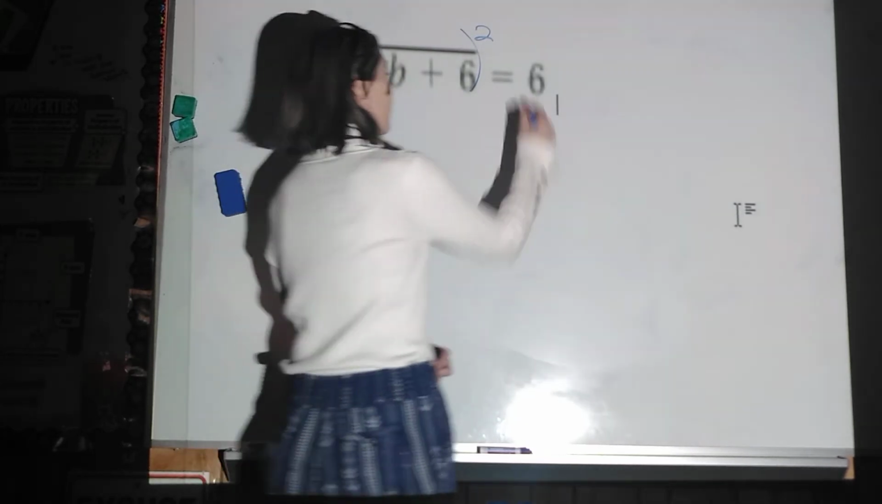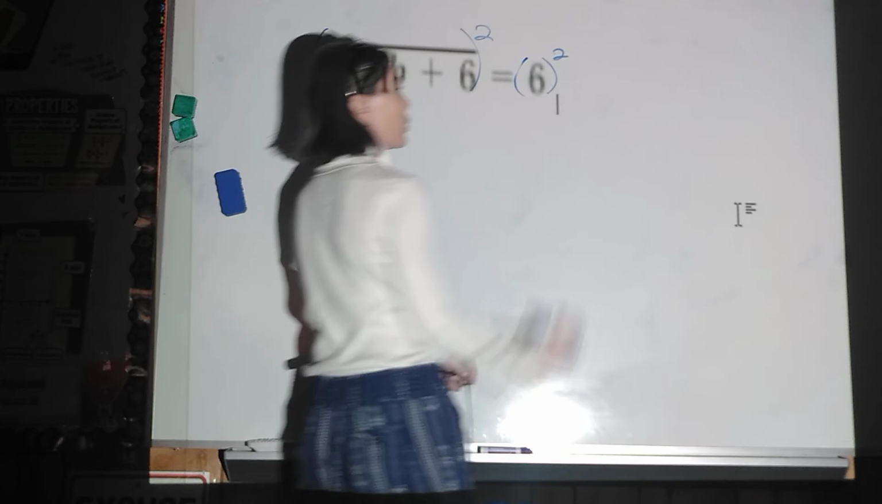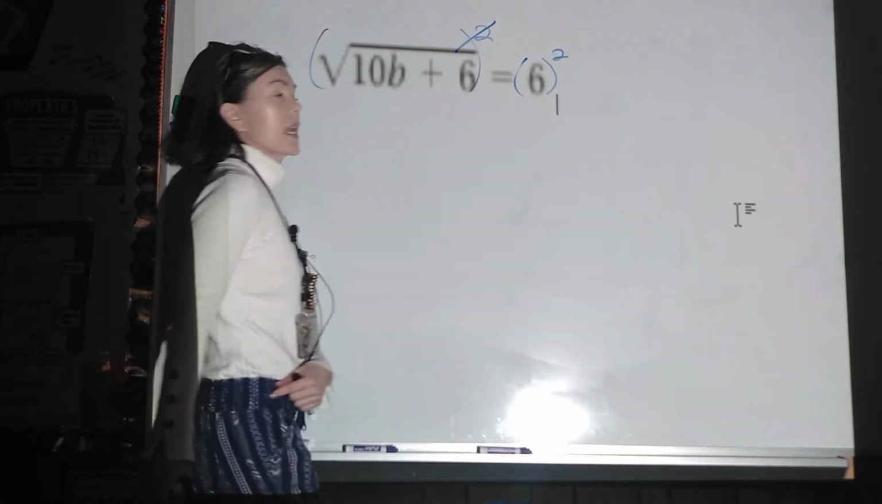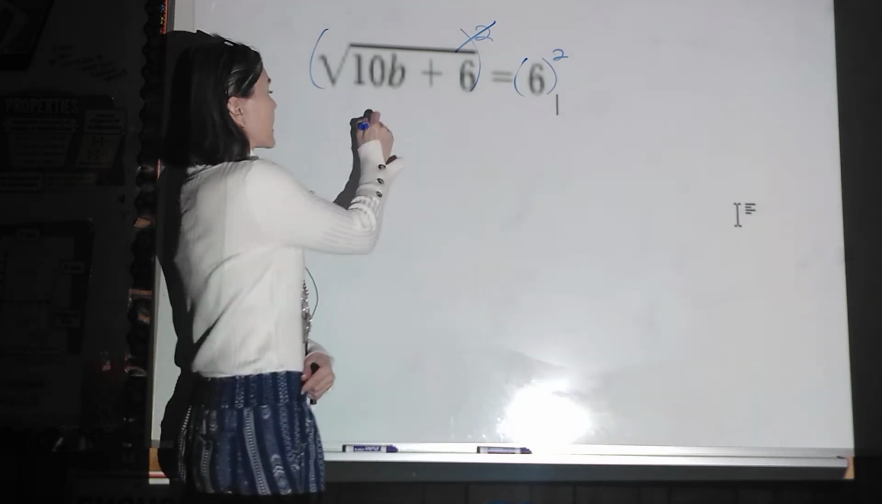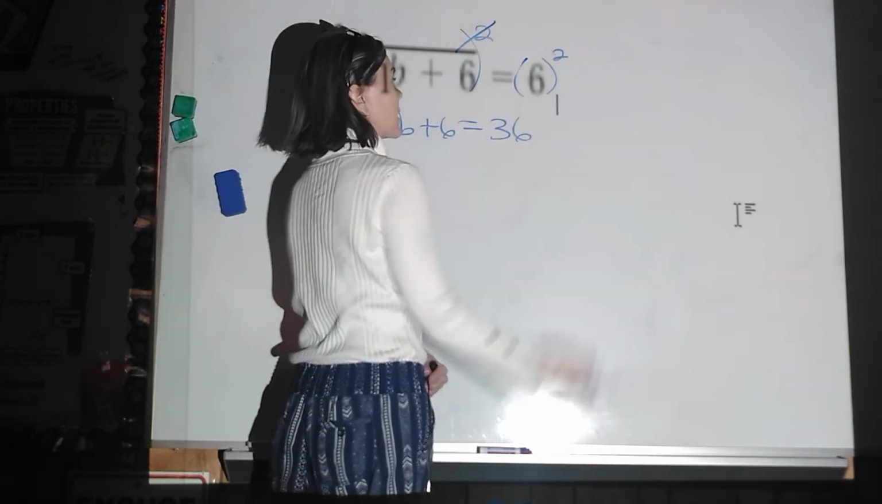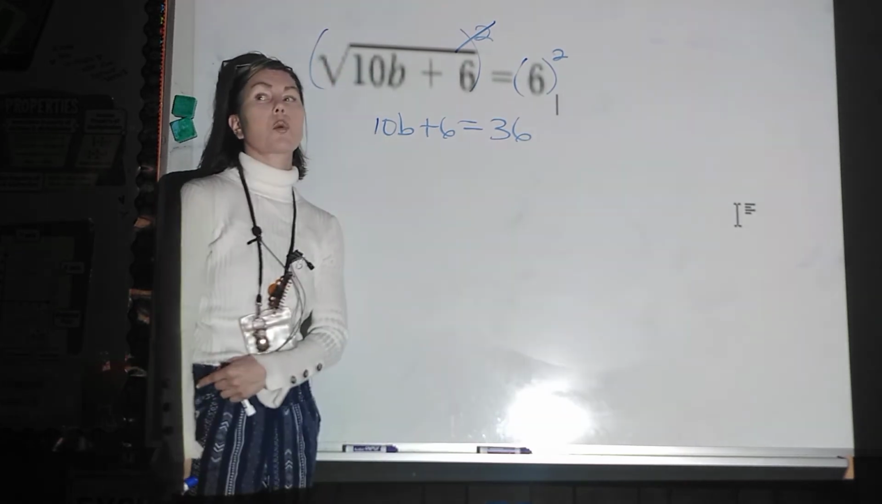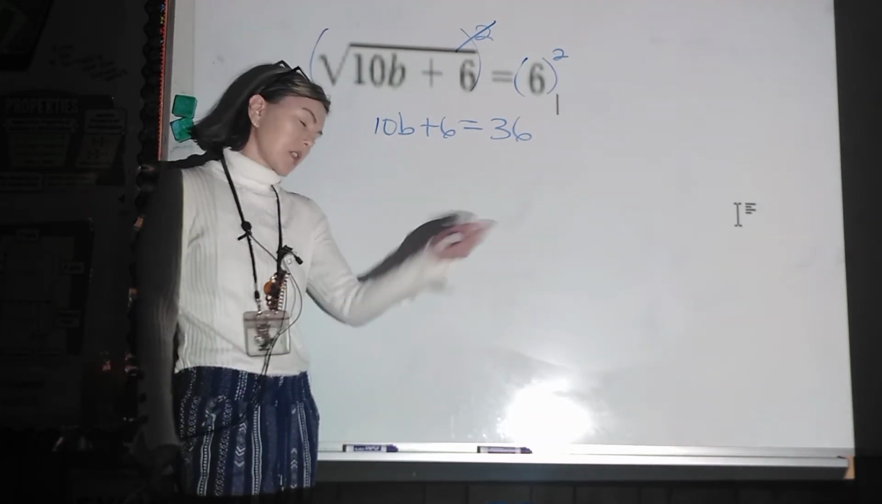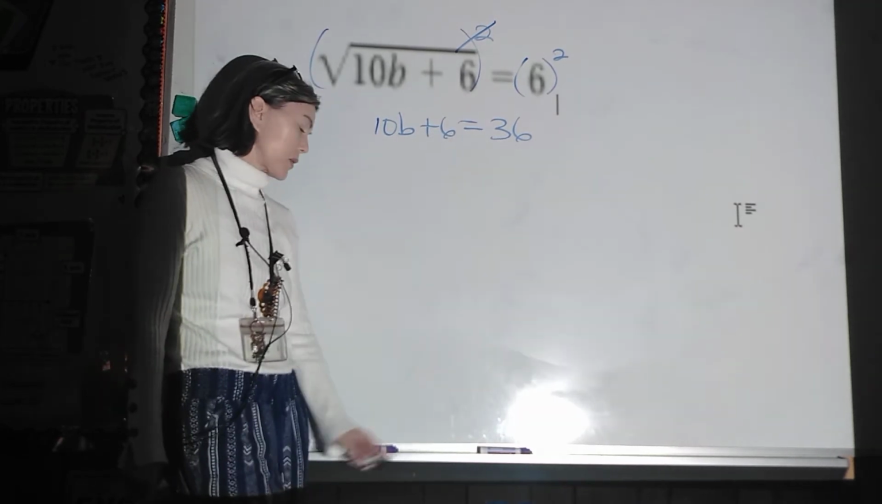And whatever we do to the left side of the equal sign, we also do to the right. What happens here? They cancel. Bring down your 10b plus 6 equals what? That's not 6 times 2. That's 6 squared. It is 36. Next unit is exponents, when we come back from spring break. Here we go.